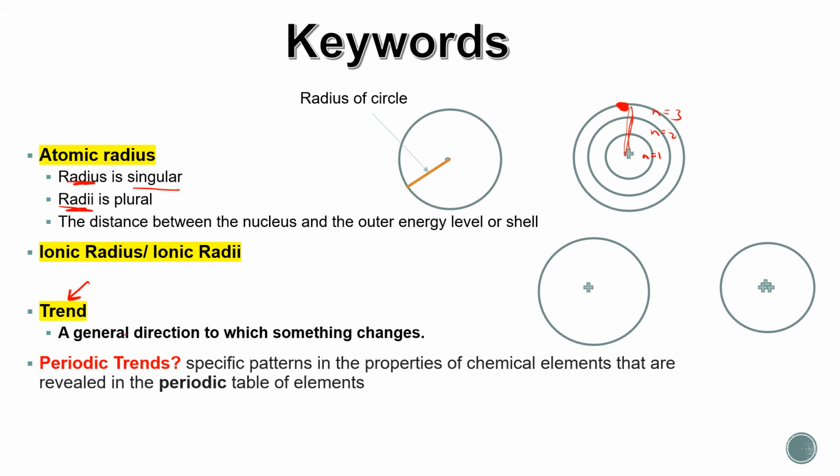So what do we mean by a trend? A trend is a general direction to which something changes, okay? So we'll see how these trends change. So periodic trends are specific patterns in the properties of chemical elements that are revealed in the periodic table of elements. So these are properties, خصائص تتغير بتغير موقع العنصر في الجدول الدوري وفيها trend يعني تتغير في اتجاهات معينة, okay? So from the left to the right, from up to down in the periodic table, okay?